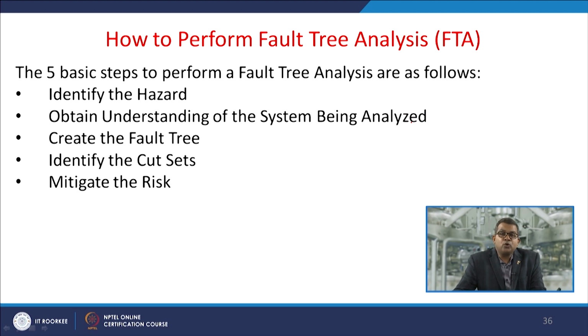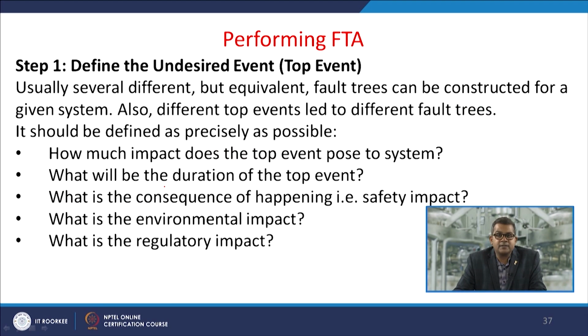Now, the question arises, how to perform the fault tree analysis? There are 5 basic steps to perform the fault tree analysis. These are: you need to identify the hazards, you need to obtain an understanding of the system which you need to analyze. Then you create a fault tree, then based on your knowledge, you identify the cut sets. So once you identify the cut sets, then you attempt to mitigate the risk identified through this particular analysis. So let us take the first step, that is defining the undesired event, and that obviously is having the top event.